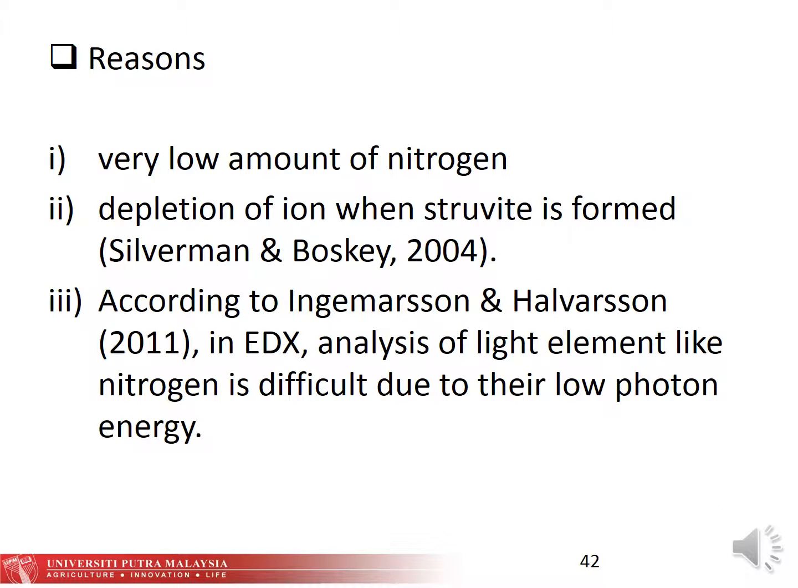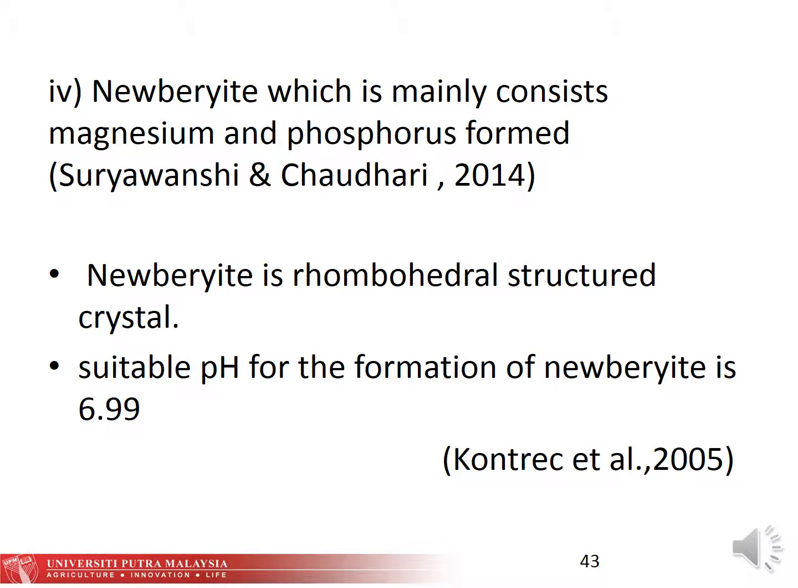So the reasons can be the very low amount of nitrogen, depletion of ammonium ion when struvite is formed, or it is difficult for the EDX to detect the nitrogen because of its low atomic number. Another reason can be the crystals formed in the SAP could be newberyite instead of struvite, because newberyite consists of magnesium and phosphorus only, and it also has a rhombohedral structure, and the suitable pH is 6.99, which is almost similar to the pH of the SAP produced here.